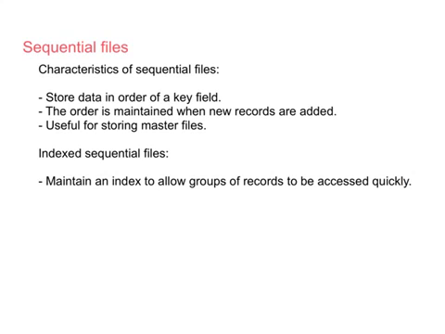An alternative to the serial file is the sequential file. Here the data is stored in order of a key field and the order is maintained when new records are added. Sequential files are useful for storing master files. An adaptation of the sequential file is the index sequential file, where we maintain an index to allow groups of records to be accessed quickly.